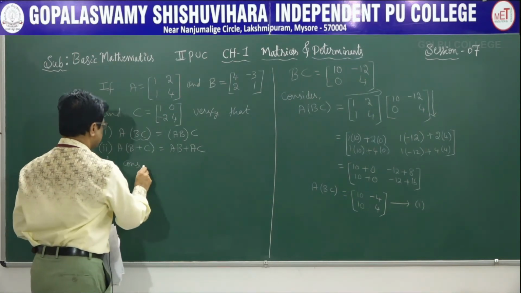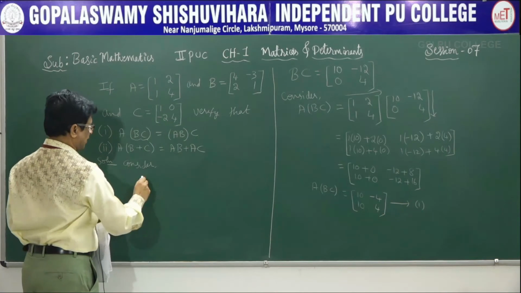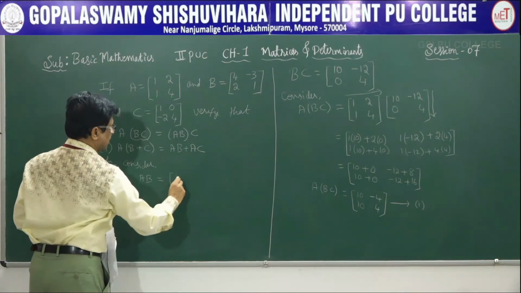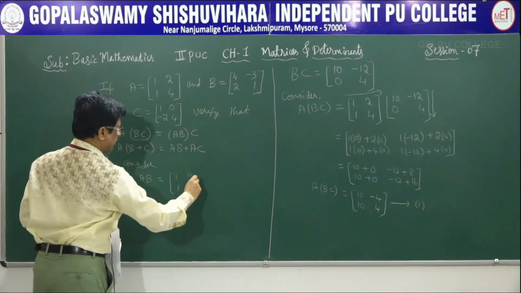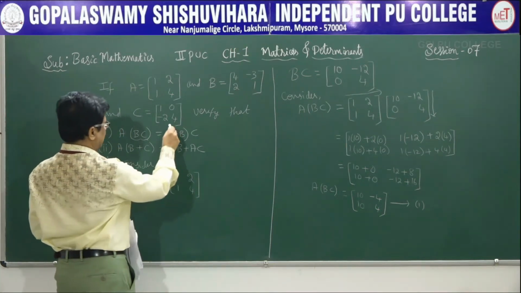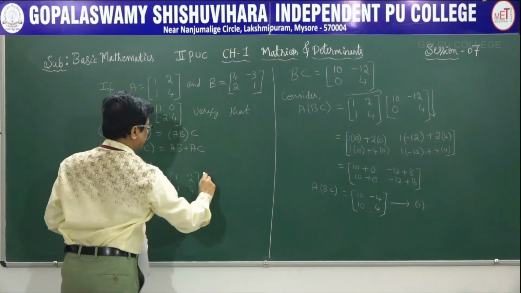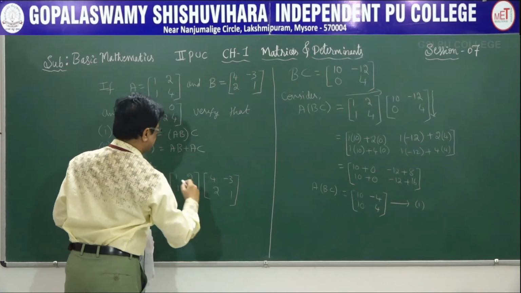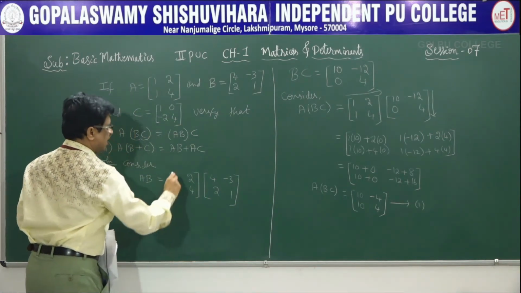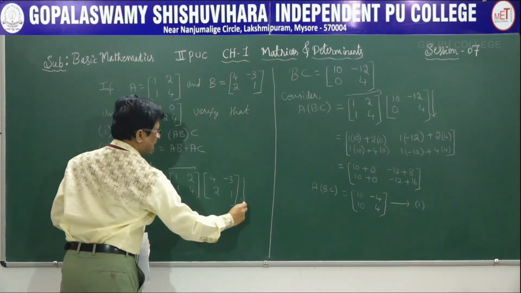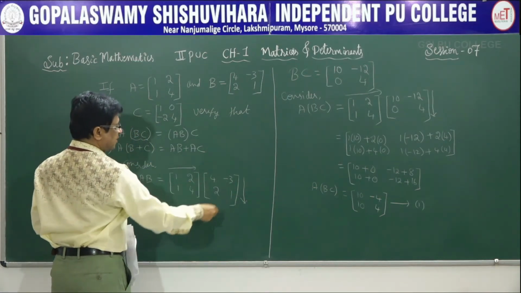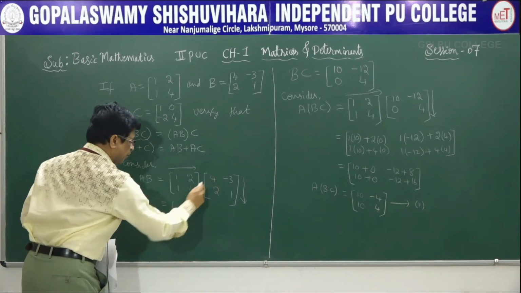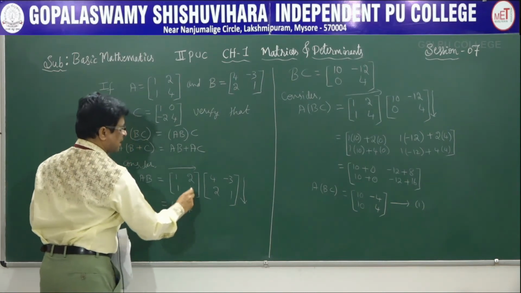Consider AB, that is A into B. First let us write the matrix A, 1, 2, 1, 4. And let us write the matrix B, 4, minus 3, 2, 1. So you have to multiply these two matrices. The rule is row into column. So first row into first column. So 1 into 4 plus 2 into 2.